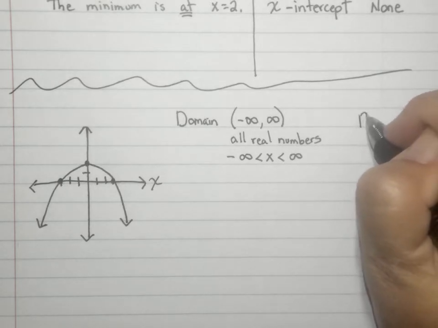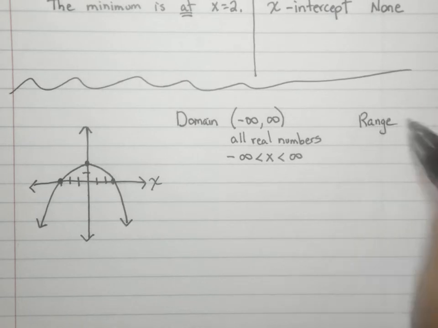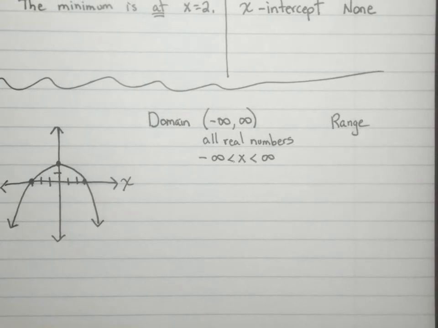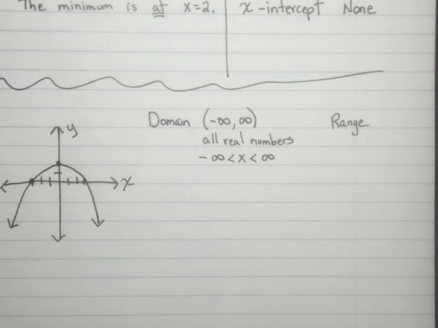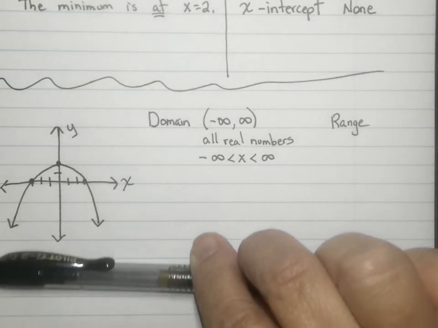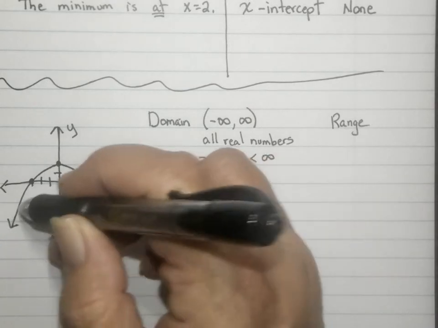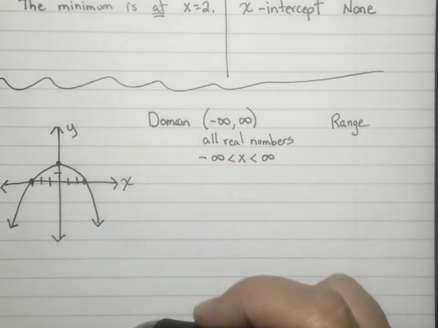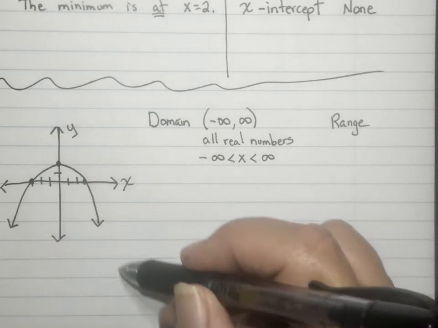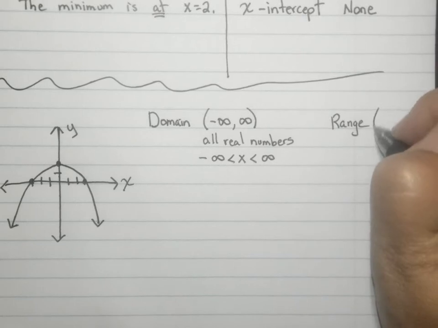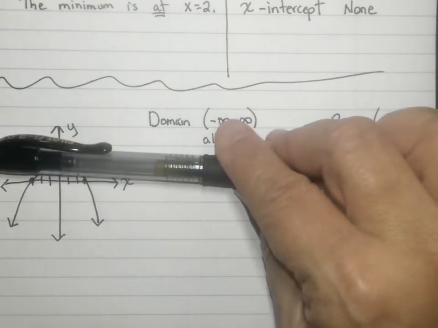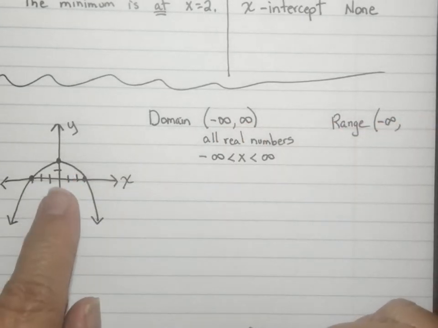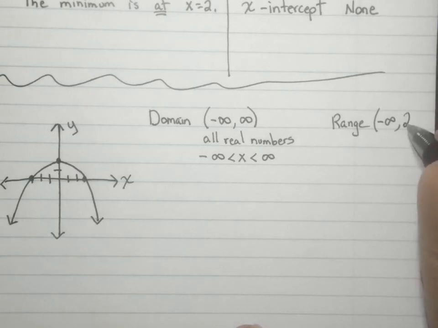And then the range. So the range is the y values. This is our y-axis. And so for the range, we start on the bottom. And you see these arrows, and where are these arrows going? Infinity or negative infinity? So negative infinity. And then how high does the graph stop? 2. And the graph is on the 2, so that's a bracket.